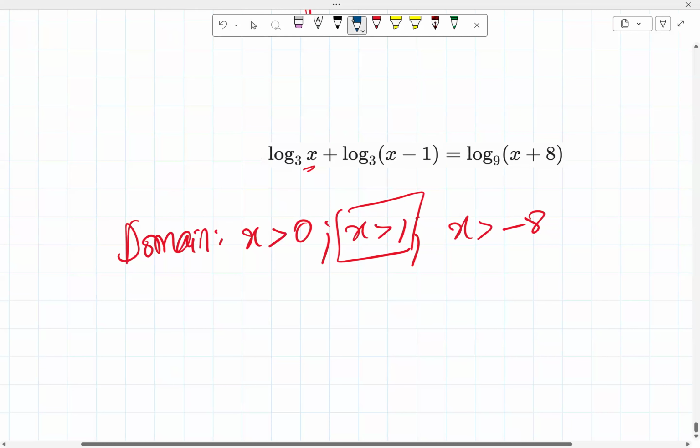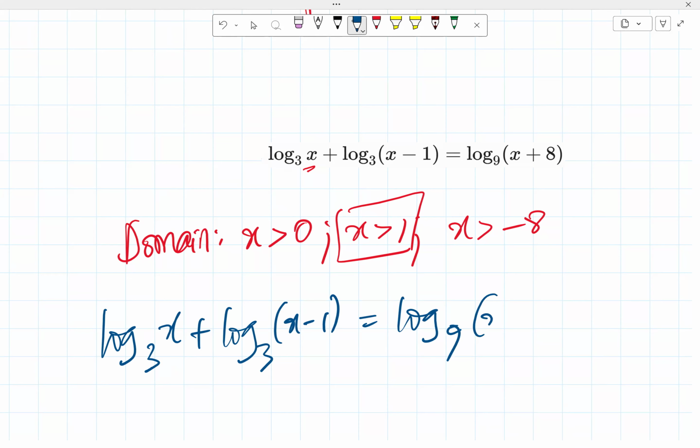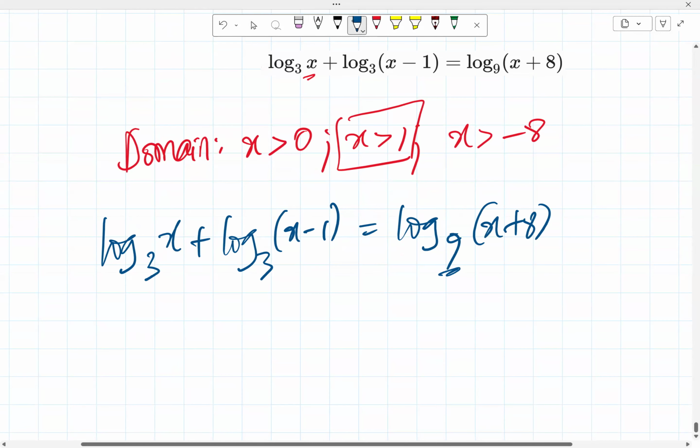Right, so we have log x to base 3 plus log x minus 1 to base 3 equals log x plus 8 to base 9. So the bases are not the same. But we can express 9 in terms of 3, right?